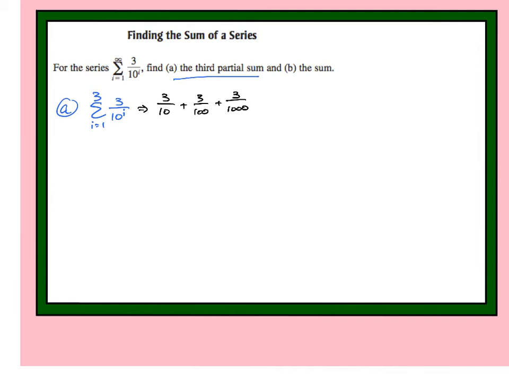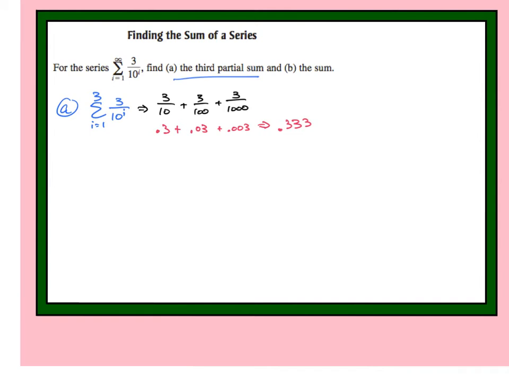Now, I'm going to make it into decimals. I know I don't normally do this, but I think it'll be easier for you to see. So 3/10 is actually 0.3. 3/100 is 0.03. 3/1,000 is 0.003. So if I add those all up, what do I get? I get 0.333. It is 0.333 when I add those up.